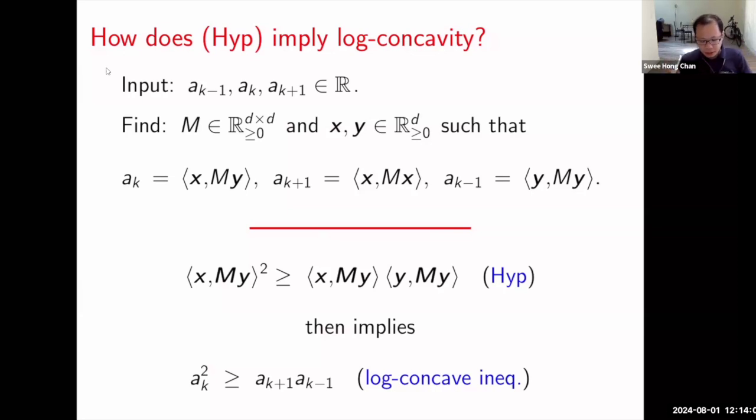So let me continue. From this observation, it reduces the question of proving log concave inequality to two questions. First, how should we construct the matrix M to get these numbers? The second question is, after you construct the matrix M, how do you prove that it has the hyperbolic property? The first question is the hardest one to answer, and at least up to now, I don't have a good answer to that.